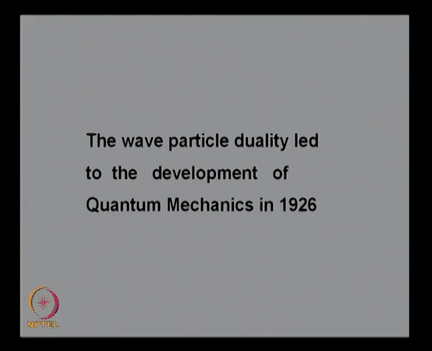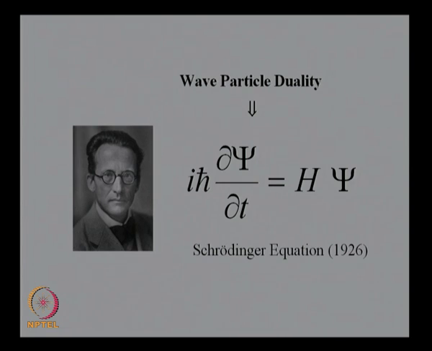So, the wave particle duality led to the development of quantum mechanics in 1926. It led to the famous Schrodinger equation, and the Schrodinger equation is given by i h cross delta psi by delta t is equal to H psi.